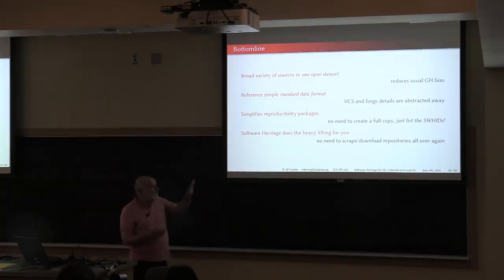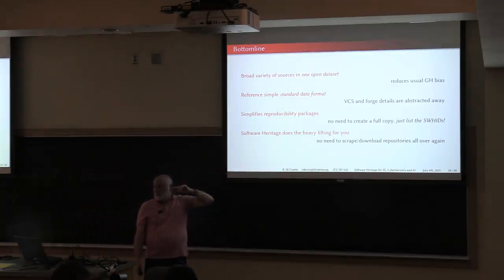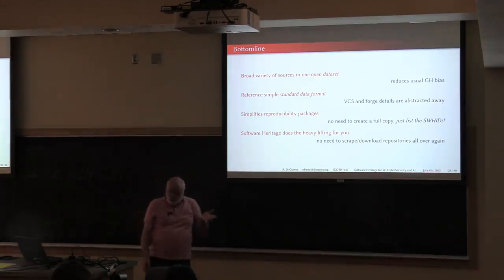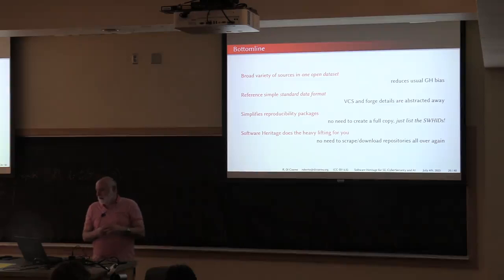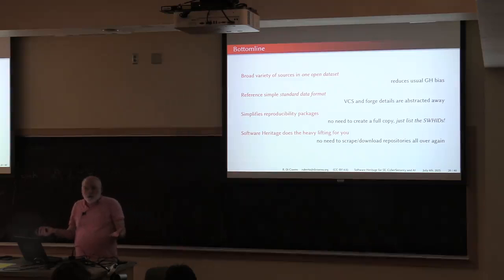So the bottleneck for them, I mean, this is their software engineering, no GitHub bias, hundreds, thousands of different platforms. Very simple data structure, no need to understand Git, Subversion, etc. Reproducibility is easy, you just publish the list of the hashes of the files that you have been using, you don't need to export the data because it is already in the archive. And we already did the work for everybody, so no need to go and scrape GitHub over and over again. By the way, they are really not happy about being scraped by AI bots right now. I will go back to this.